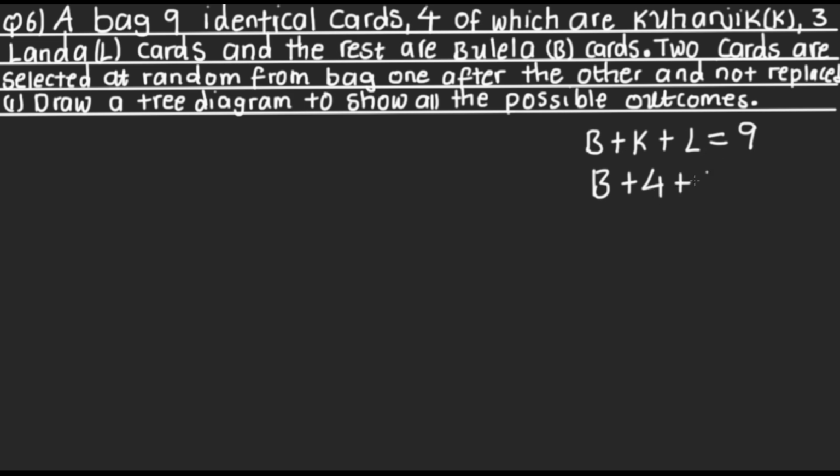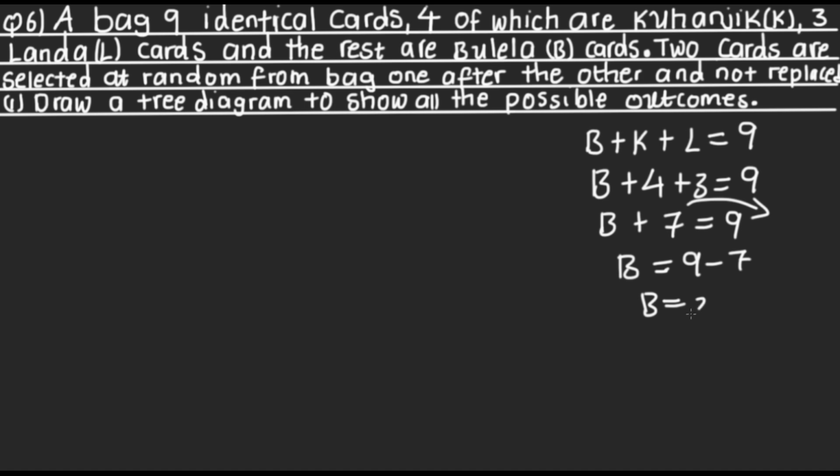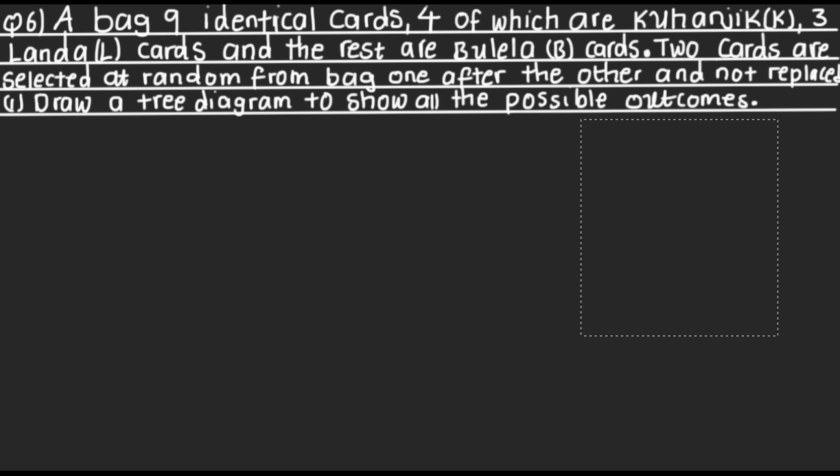Plus lambda is 3 is equal to 9. If we add the two numbers, we get 7. Then if we shift 7 to the right side, we can see that bulela is equal to 2. So we have the required numbers. Then after that is done, we are going now to make our tree diagram. From the information, we can see that our tree diagram will have 3 branches.